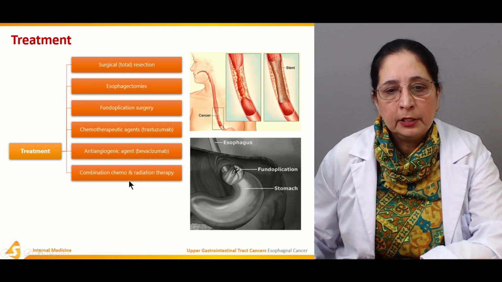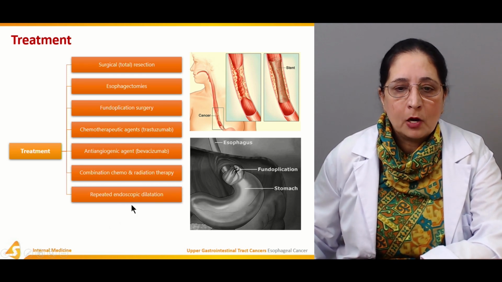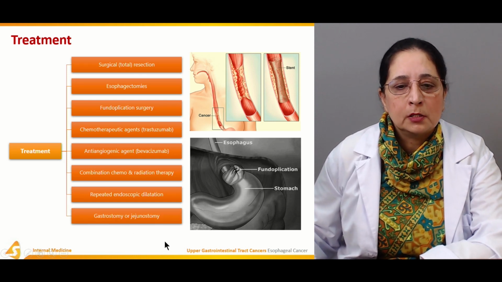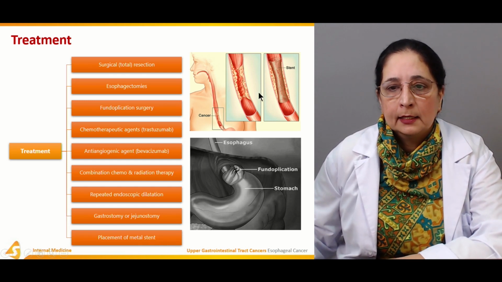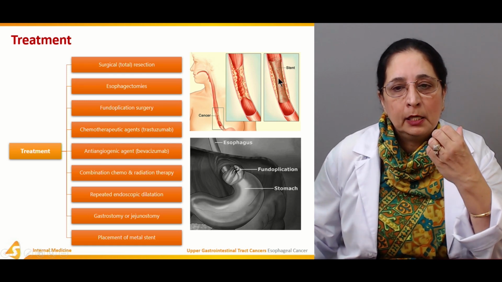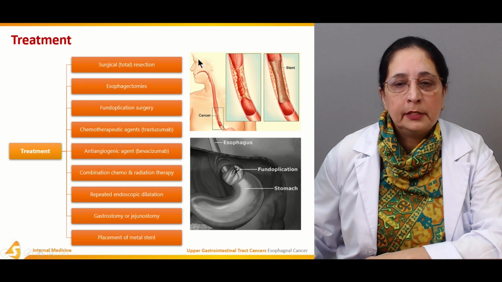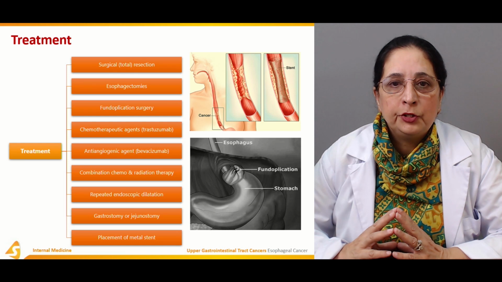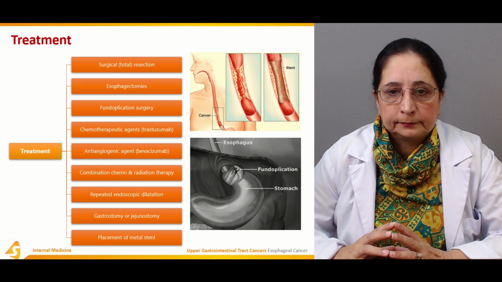Then combination chemotherapy and radiation therapy, repeated endoscopic dilation, gastrostomy or jejunostomy, and also placement of a metal stent. This is the metal stent that is placed to keep the esophagus open and functioning. So these are all different surgical procedures or treatment options used for the treatment of esophageal cancer.